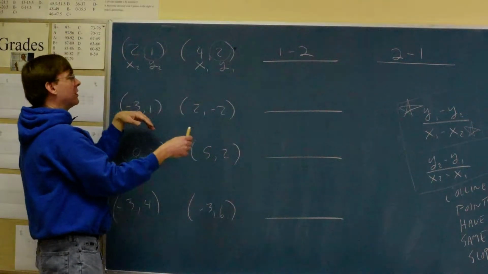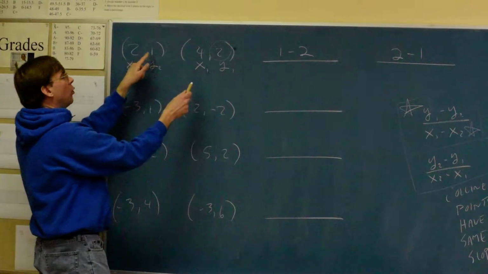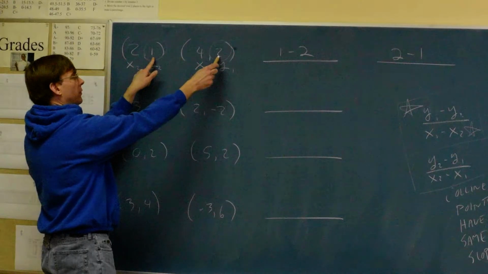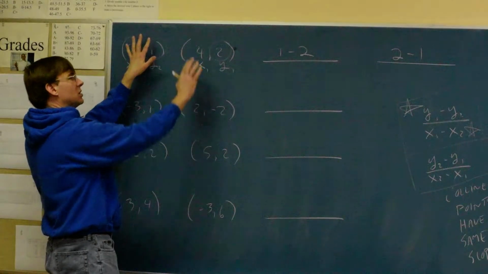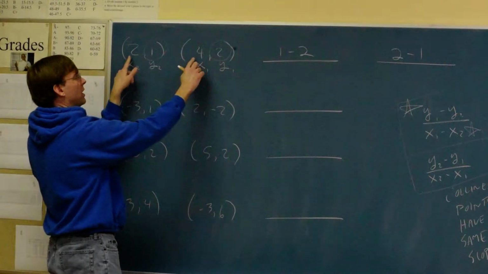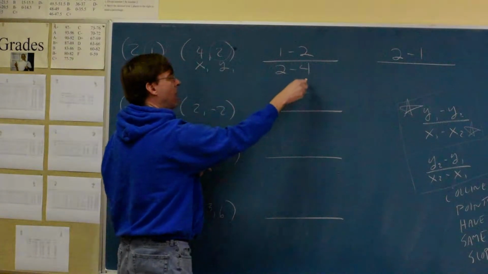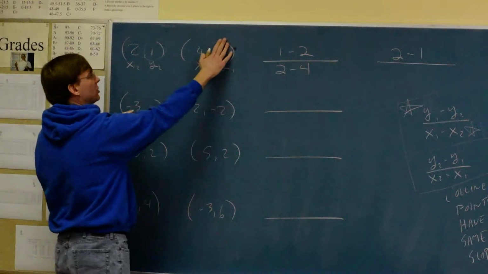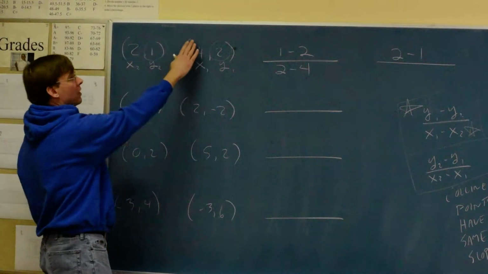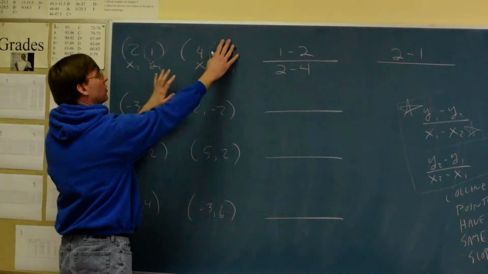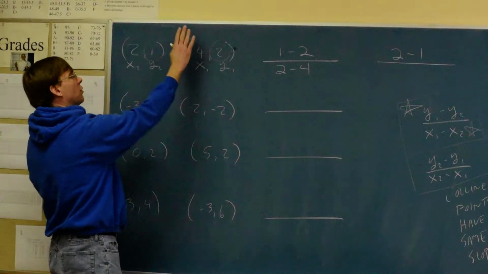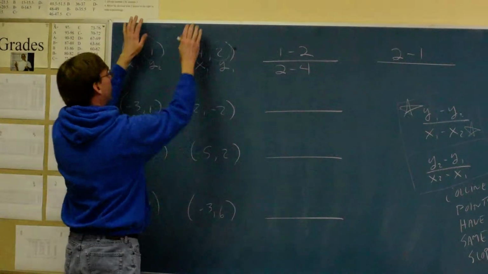The x's will have to go on the bottom. So if you did 1 minus 2, you're stuck then doing these minus those. And we need to now use the 2 and the 4 in the same order. 2 minus 4. If you do 1 minus 2, you have to do 2 minus 4. If you went 2 minus 1, switch the order on the other one to that and have 4 minus 2.